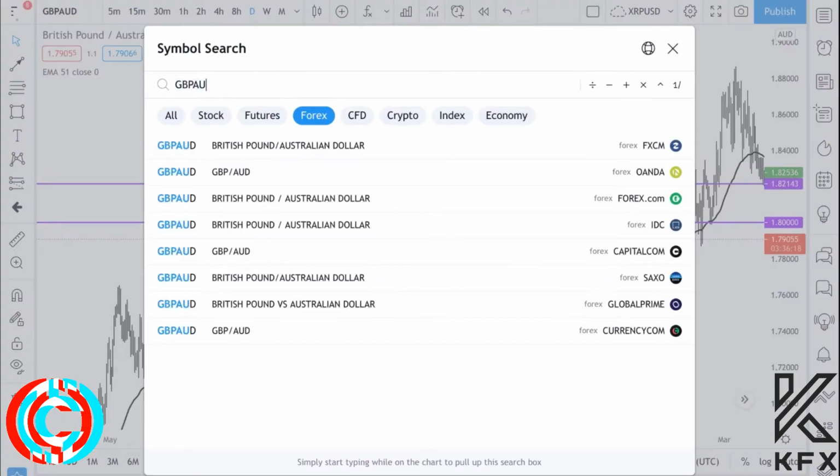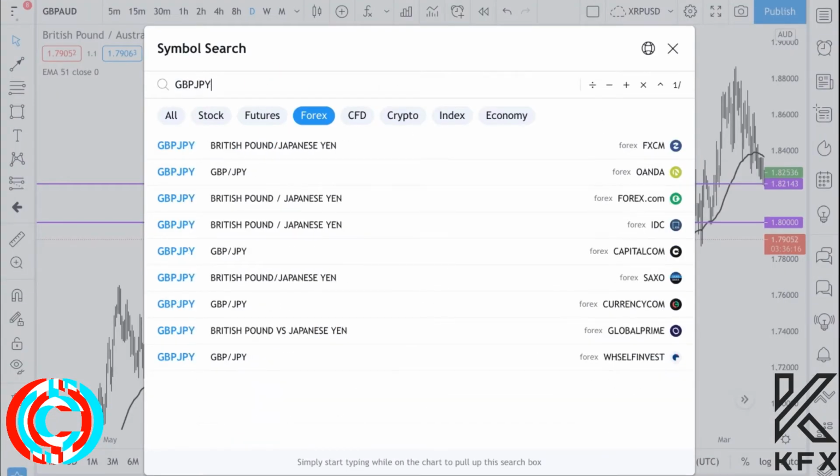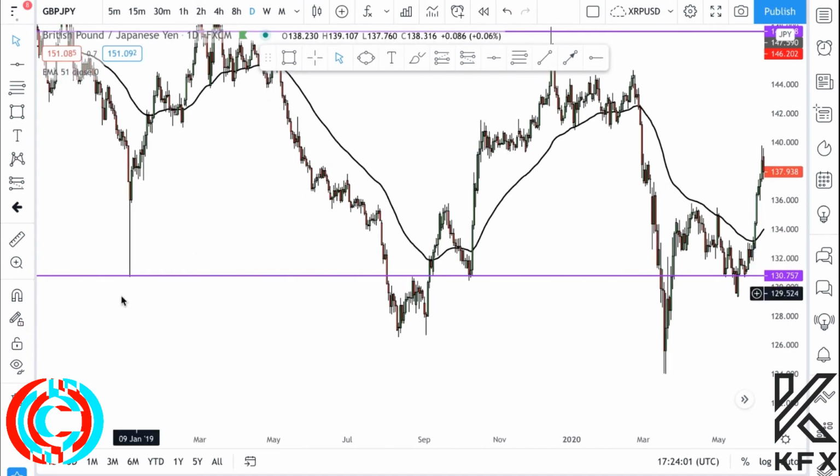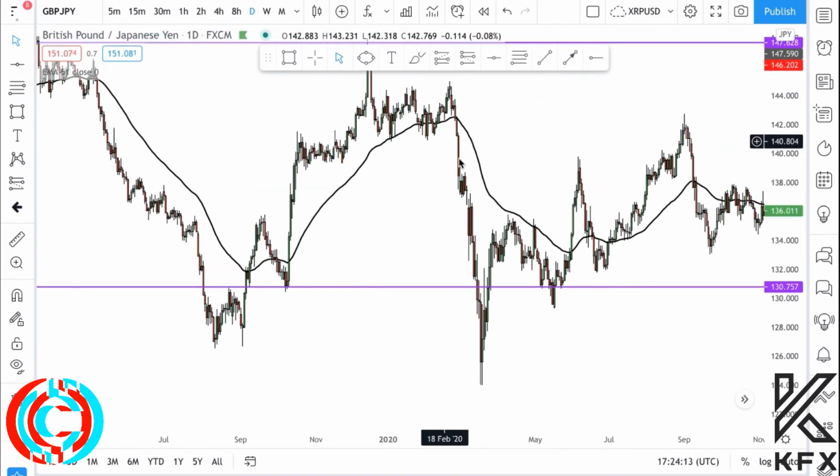Right, we're going to go on a different pair now just to show you some more examples. You can see here I've already placed the level on. Look, it acted as support here when there was a market crash back in 2019. And then over here, it broke through, tapped it, acted as resistance, broke beneath it. Came up, broke above it, acted as support. Okay, came here, broke beneath it.